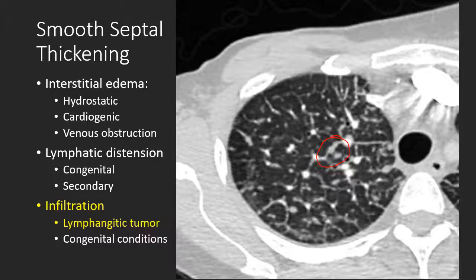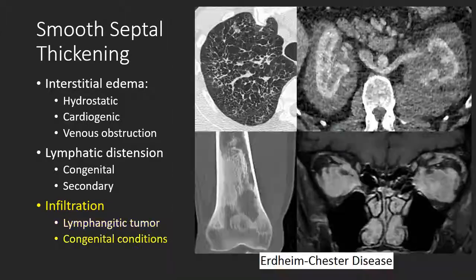Often when it first starts out, it just is smooth, and as it progresses, it can become more and more nodular. But it's good to keep in mind that lymphangitic tumor is both smooth and nodular. And this is an example of nodular septal thickening related to lymphangitic tumor.